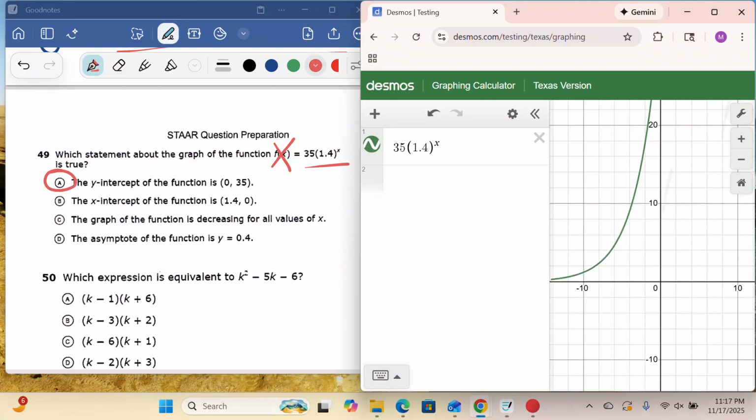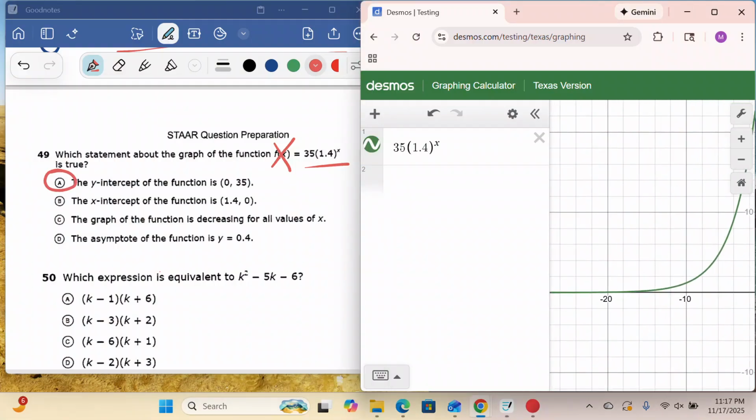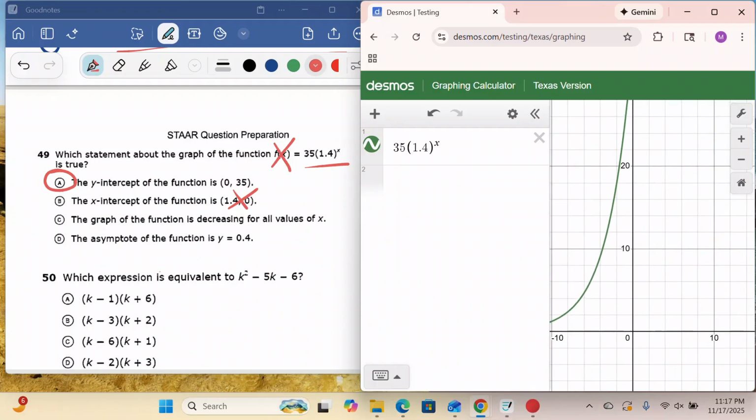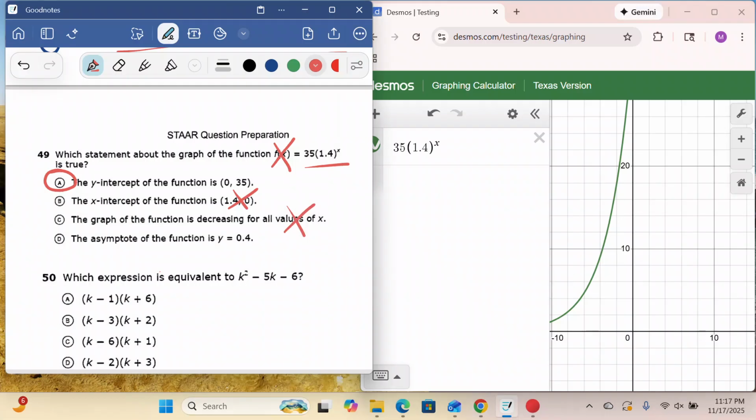My x-intercept is 1.4. You can try to find the x-intercept, but again, my x-intercept is not 1.4. My graph of the function is decreasing. That is incorrect because my graph of the function is actually increasing. If you have 1 plus 0.4, that tells me it is increasing because it's bigger than 1. So this is false. The asymptote of the function is y equals 0.4.